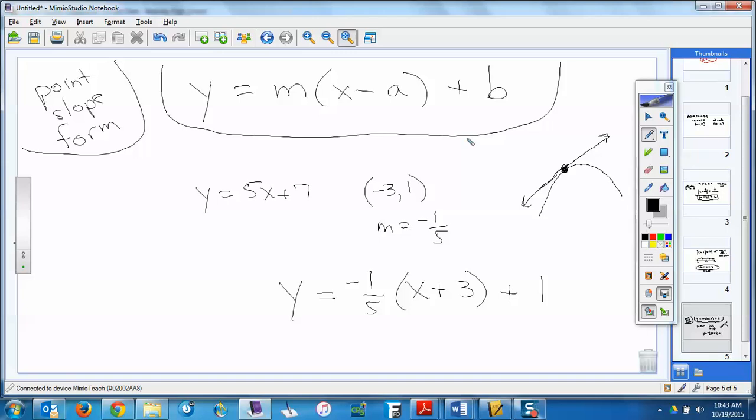Gotcha. This will be acceptable. However, in the back of the book, they often will simplify. They will oftentimes distribute here, which would be negative 1/5 x minus 3/5 plus 1, and then negative 3/5 plus 1 is 2/5. And so they would write it.